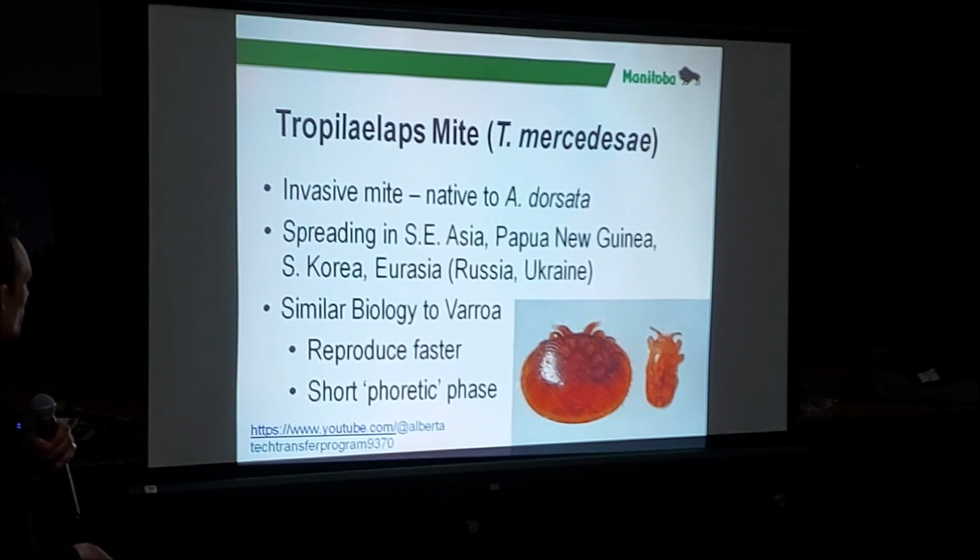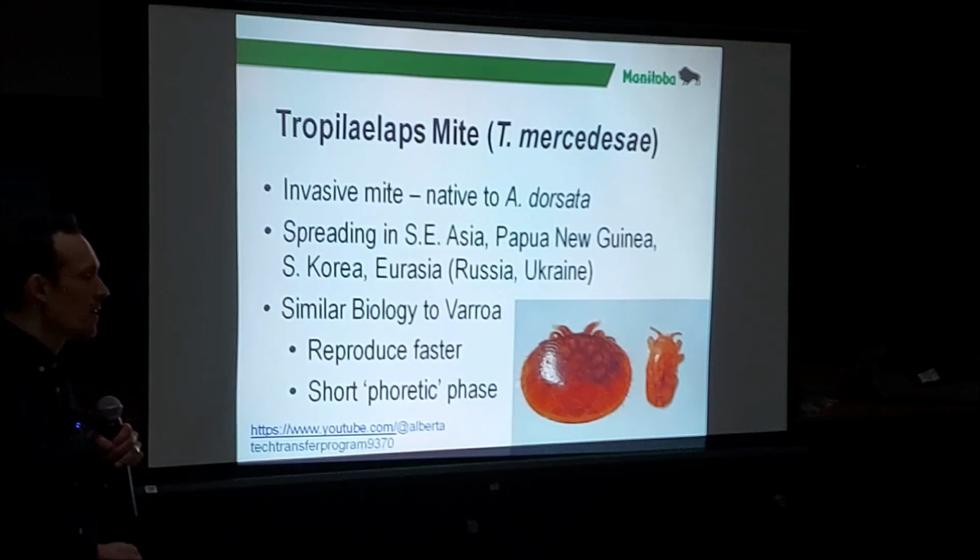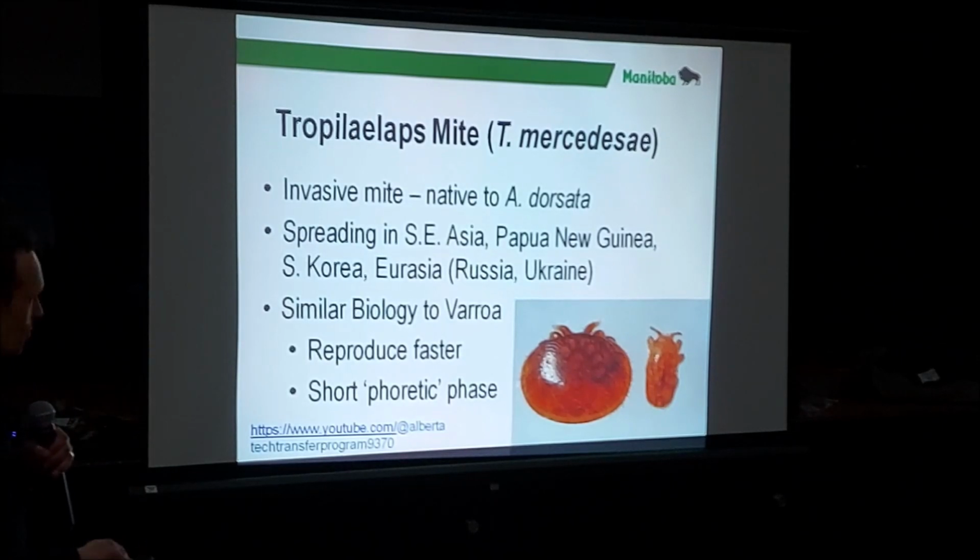The biology is very similar to Varroa, although there are some differences. It reproduces much faster than Varroa. You can get a much larger number of Tropilaelaps mites being reproduced within one brood cycle, and a much shorter phoretic phase. So it only really, I think, can survive on adult bees for about 3 days, that we think. There's a lot of unknowns currently.